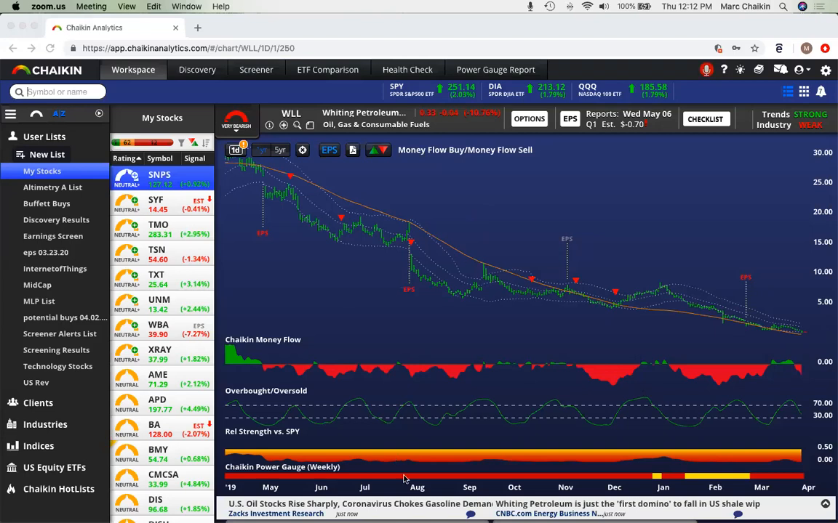Where we add in the fundamental component is that we require that the Chaikin power gauge rating is bearish. So we're using very powerful number crunching technology to generate the power gauge rating, to analyze these 20 factors, rate them relative to one another. So there's a lot of technology and number crunching going on under the surface. And then folding in these 2 technical overlays, relative strength and money flow.